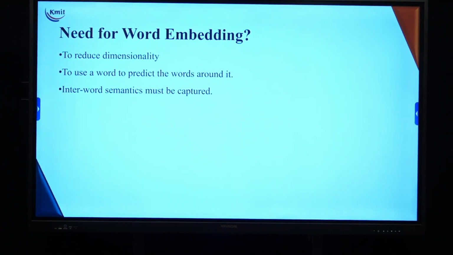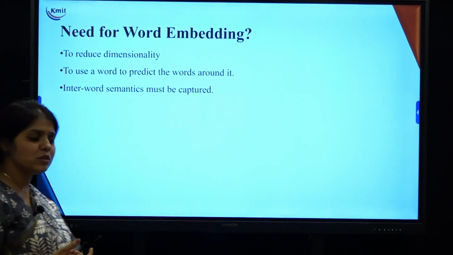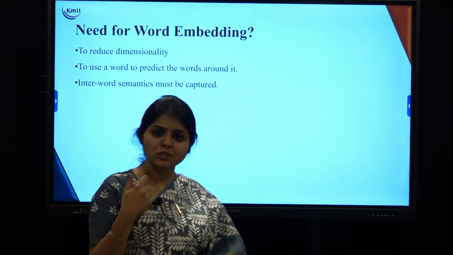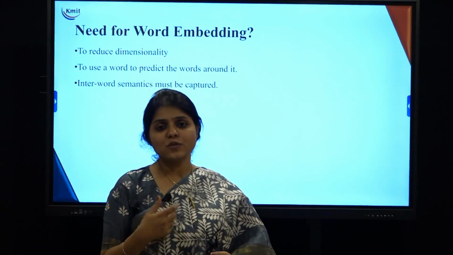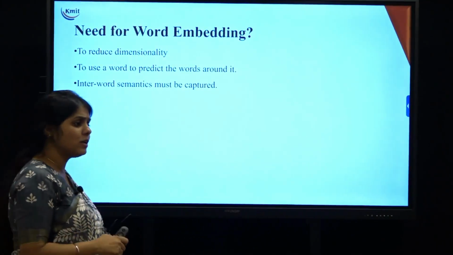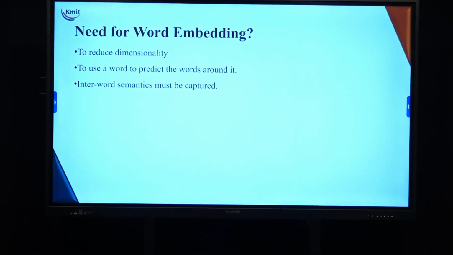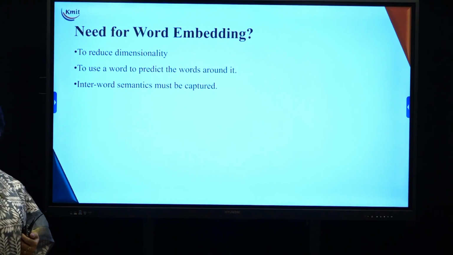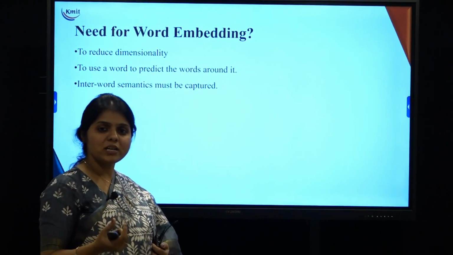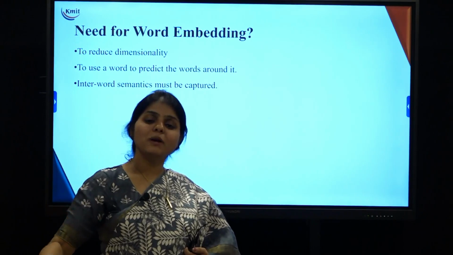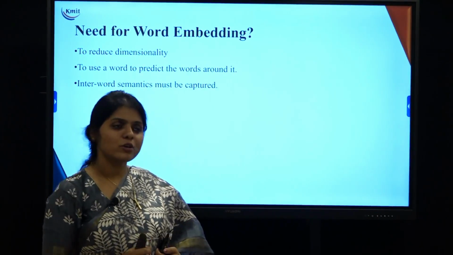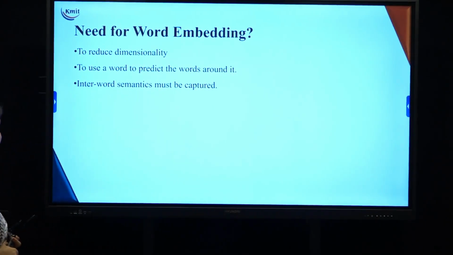To reduce the dimensionality. I am not satisfied with the relation when I go for one dimension or two dimensions. So to satisfy the dimensionality requirements and make a meaningful relation for the sentence, I go for word embeddings, and to use a word to predict the words around it. When you are depicting the relation between the words, we will also predict the next word depending upon the words around it. For that reason also we use word embeddings.